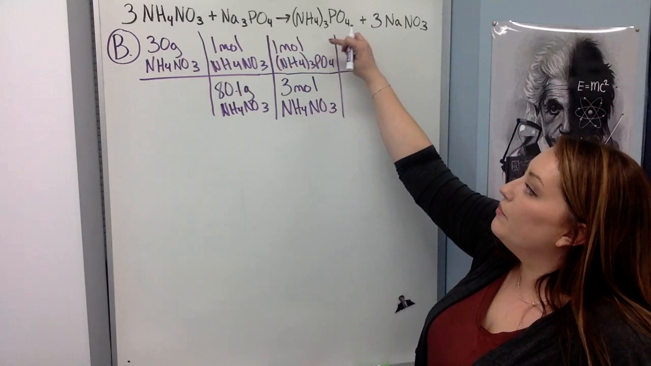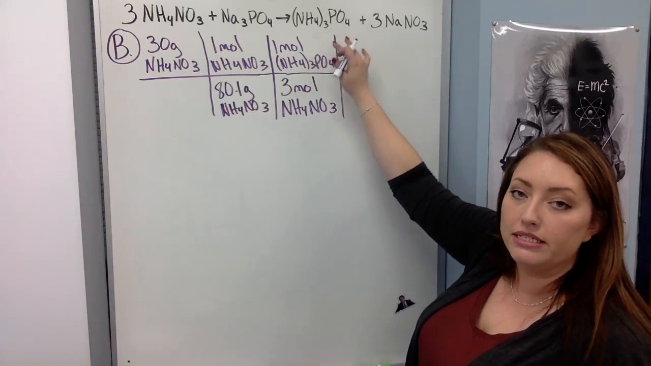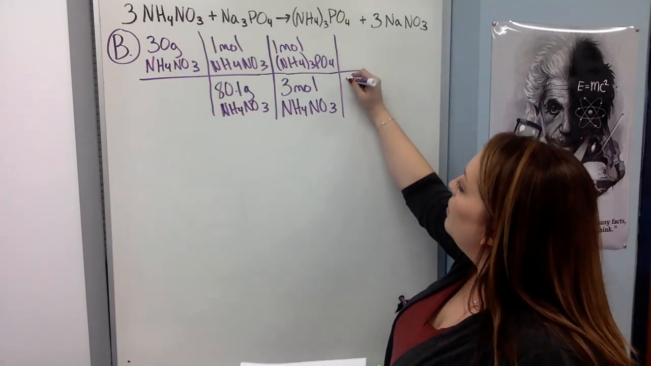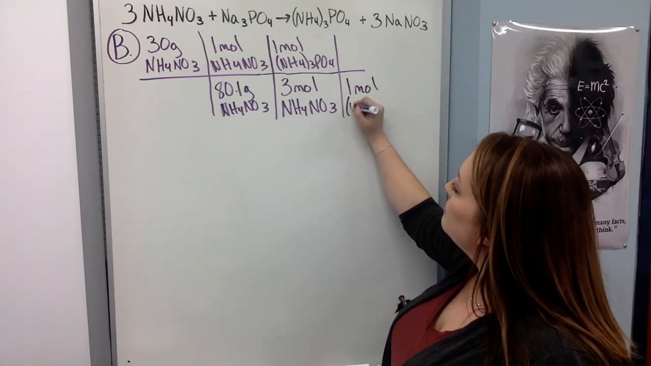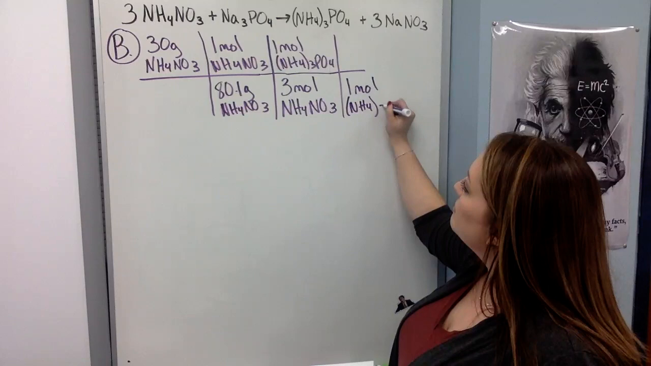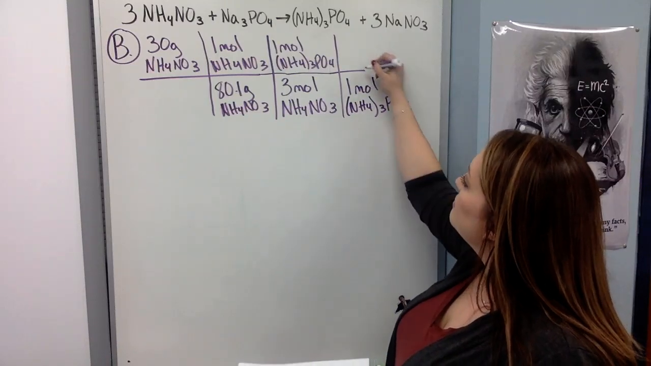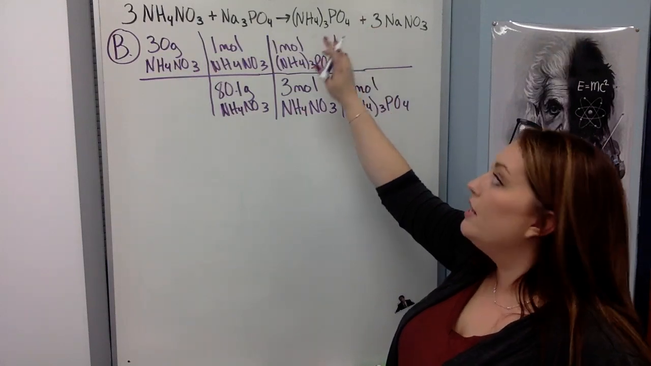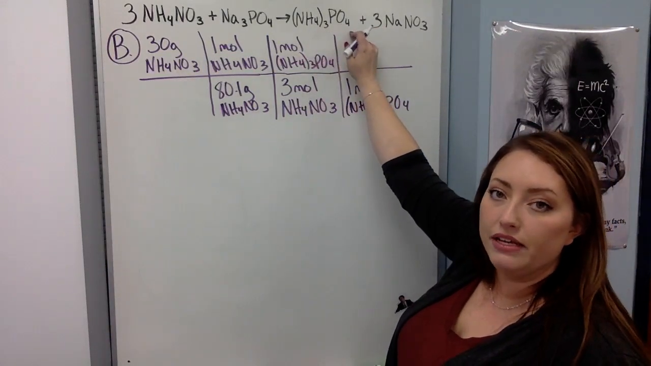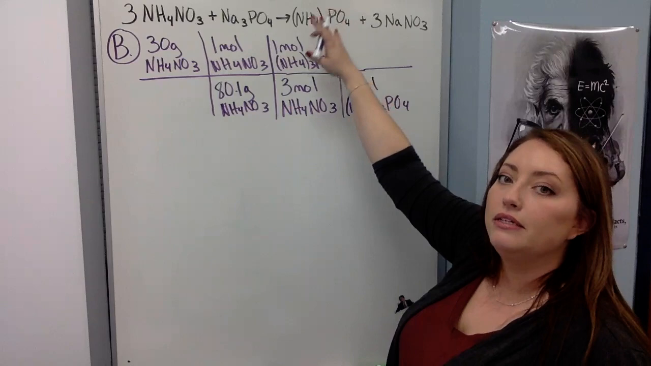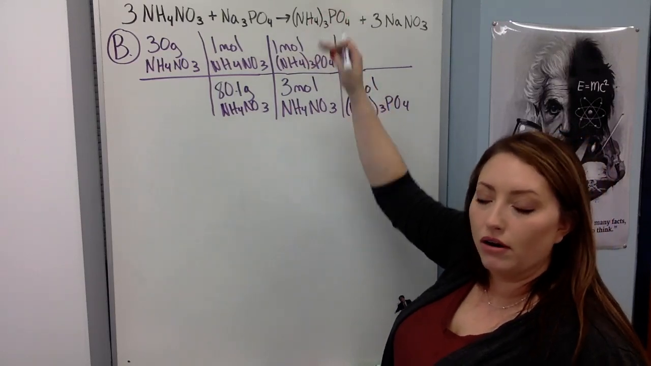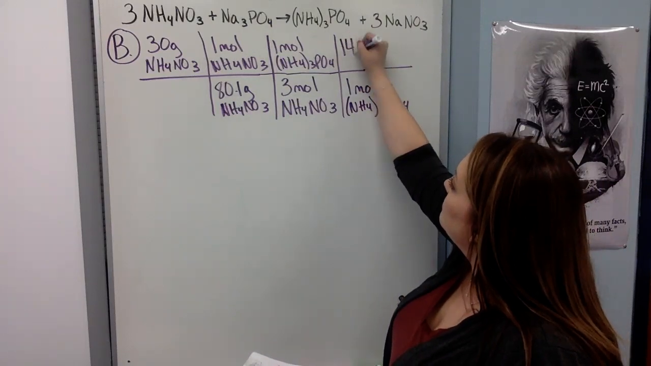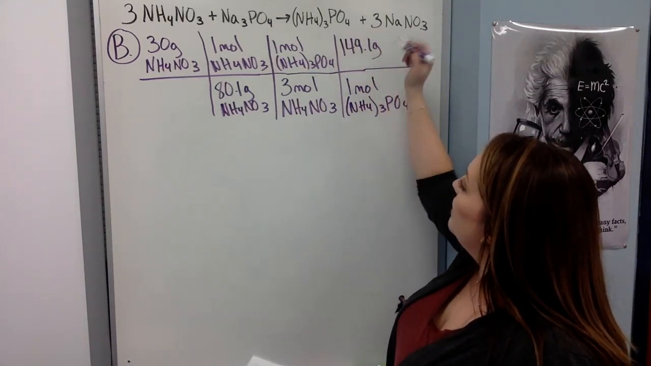So now that we're in moles of the product that's desired, we're going to go ahead and pull that all the way out to mass. So we're going to put 1 mole down here. And then you would get the mass of ammonium phosphate. You're just, again, finding each of these on the periodic table, adding them all together depending on how many there are of each of them. So this one's going to be 149.1 grams.